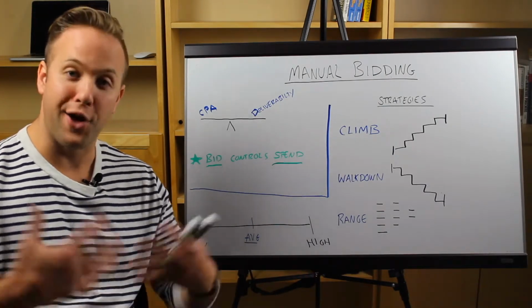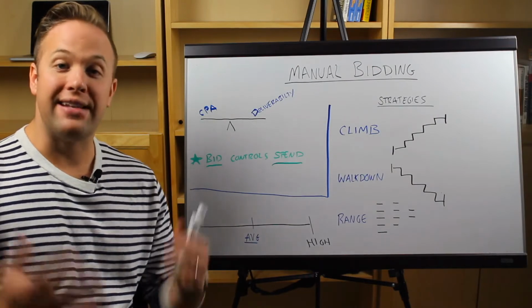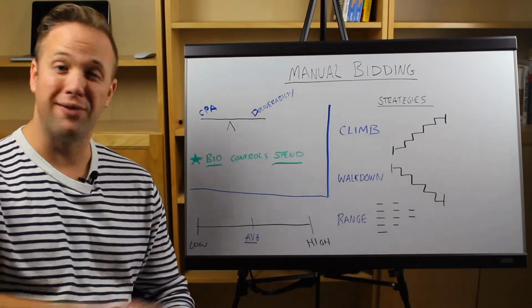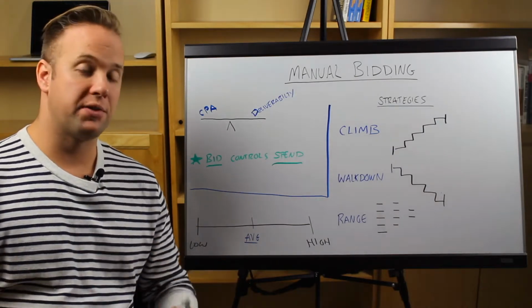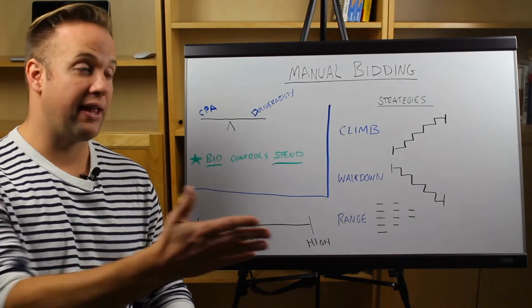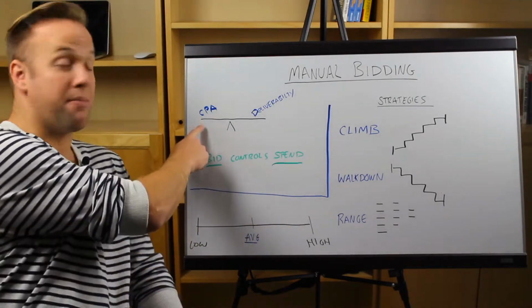Because if you remember, we're in an auction. And so at different bid levels, you have different opportunities to win auctions. If you bid too low, you're not going to win any auctions. Facebook's not going to show your ads to people. If you bid really, really high, you're definitely going to get into all the auctions, but your CPA might be higher than you want.